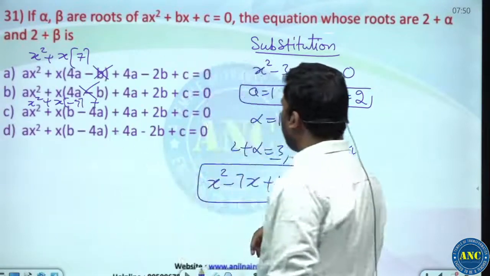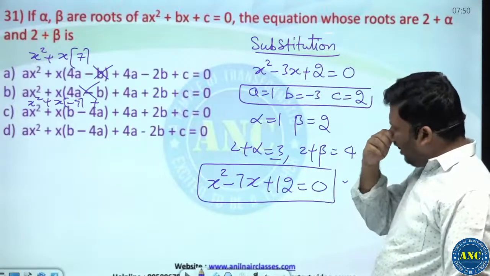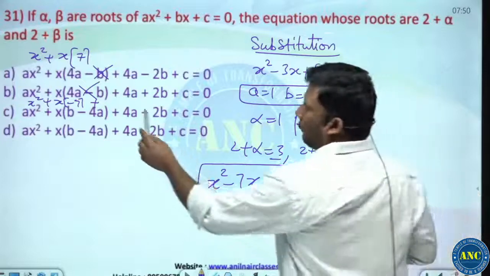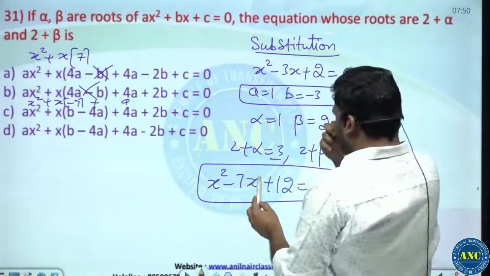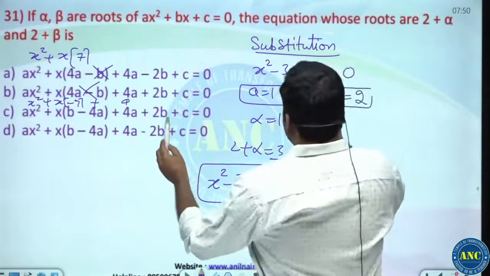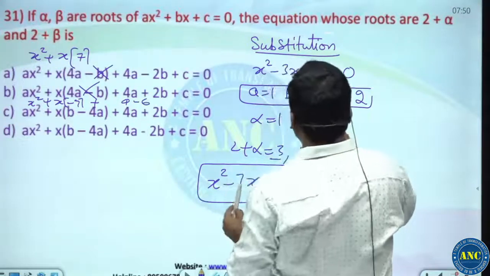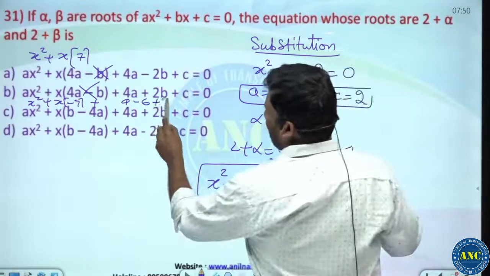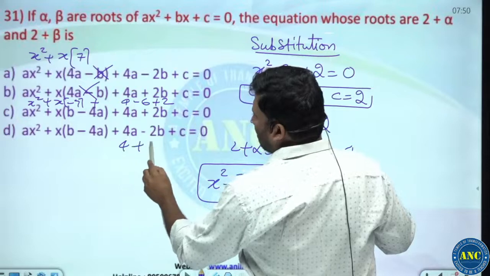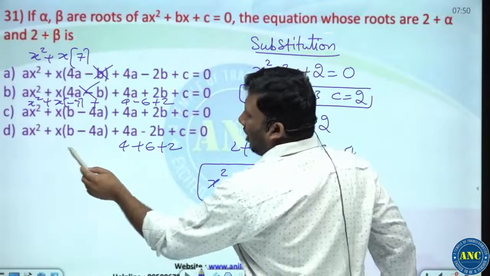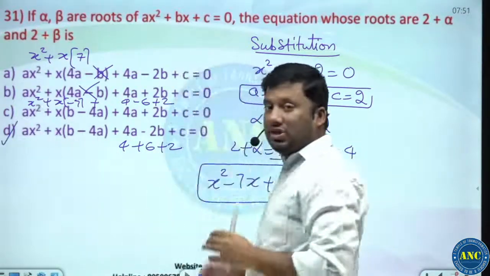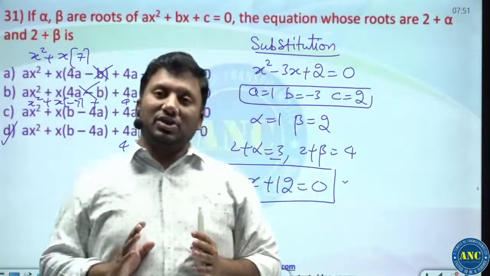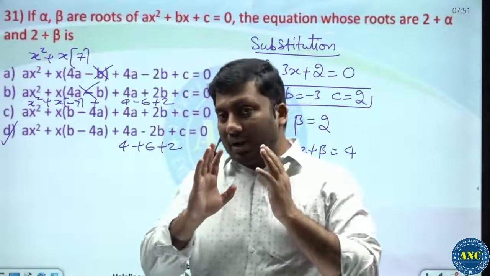Plus 4a plus 2b plus c: 4a, 4 into 1, 4, 2b it will be 2 into minus 3, minus 6, plus c. No, it is not satisfying. 4 minus 6 plus 2. Option D is satisfying.